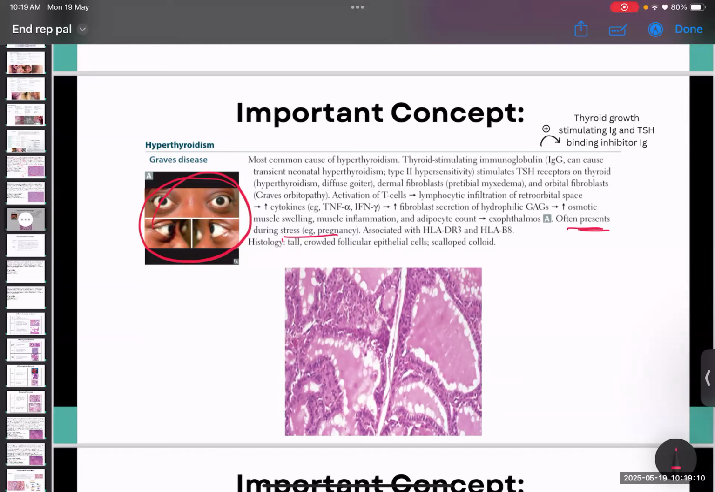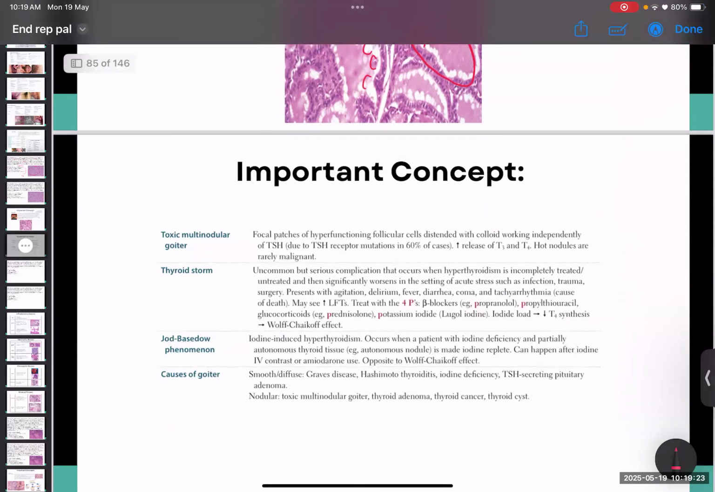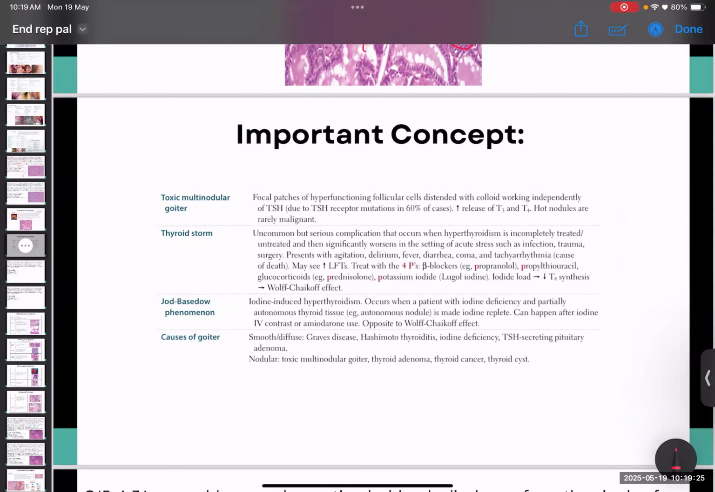And on histology, you will see tall follicular cells with scalloped colloid. So this is a colloid, and then there's scalloping on the periphery of it. That's how I remembered that this was specific to Graves' disease. And then here are other things that are associated with hyperthyroidism.